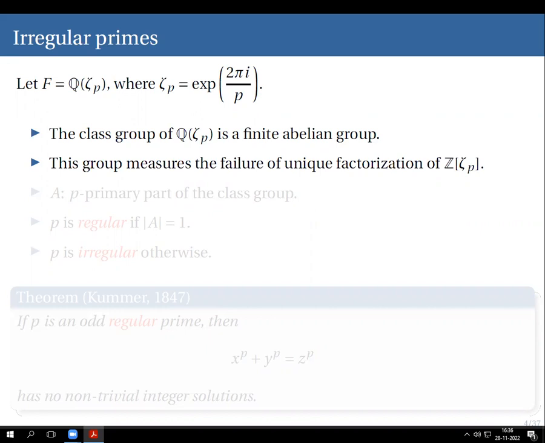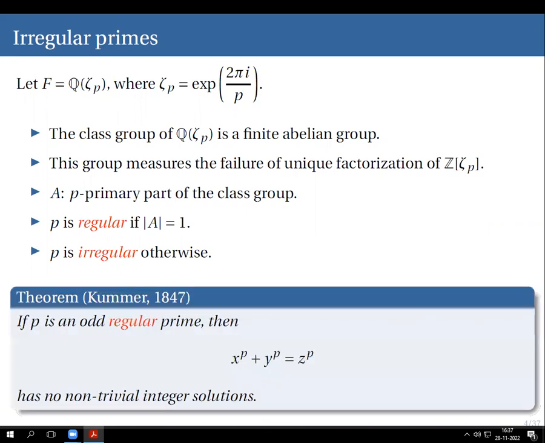And this prime p is fixed. What we do is that this class group, which is an abelian group, you can look at the p part of that class group, the p-primary part, something like Z mod p squared Z or Z mod p to the n Z. The definition of regular and irregular is that if this p part is trivial, then we call the prime regular, and if it's non-trivial, we call it irregular.